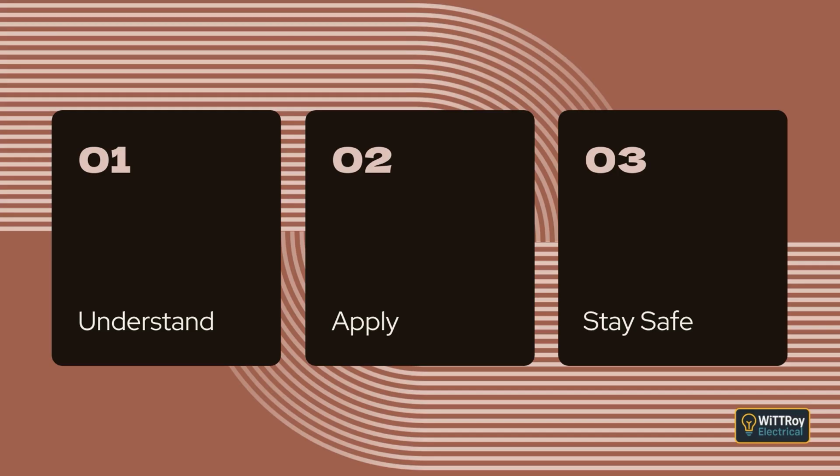Clause 2.3.2.2.2 Identification. Every isolator must be clearly identified. Anyone working on the installation must immediately know what the device isolates. Labels or symbols may be used as long as they are clear and permanent.